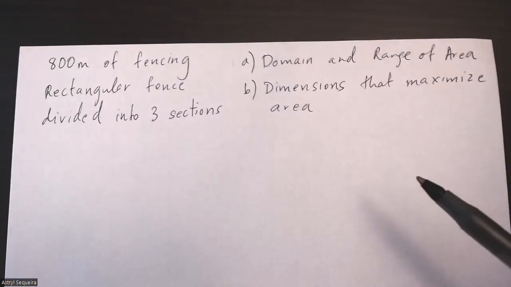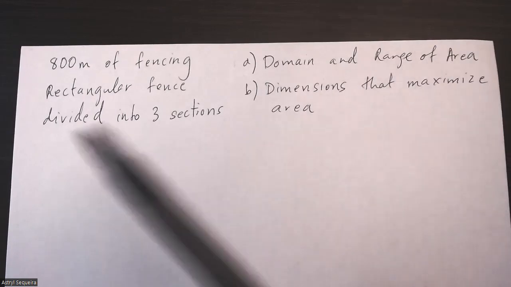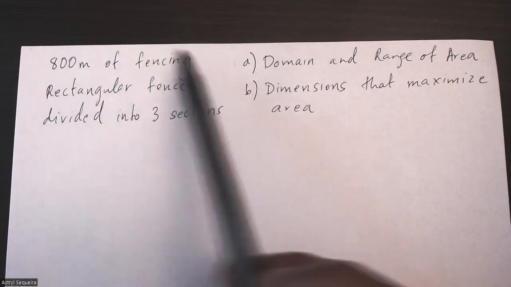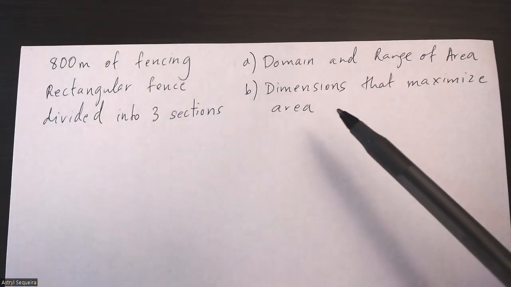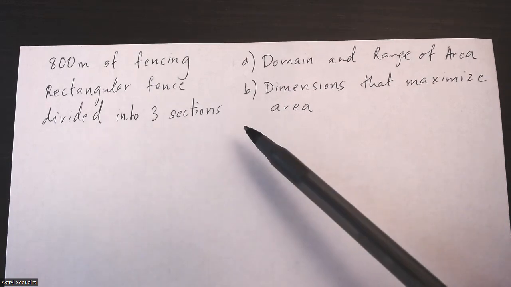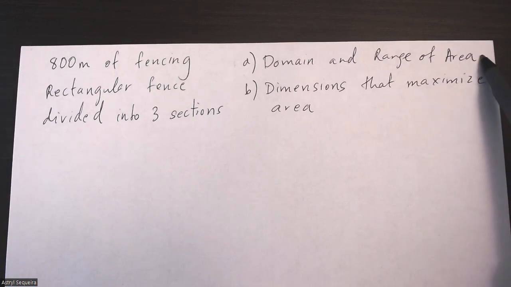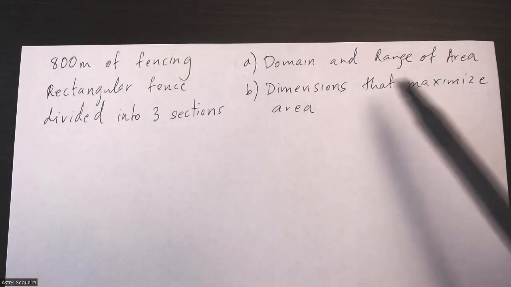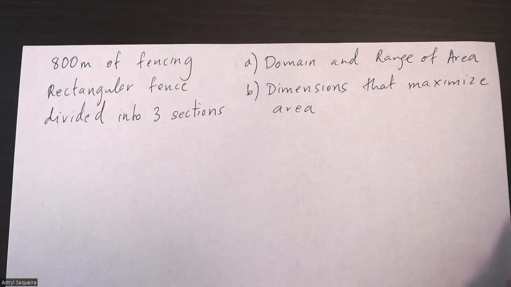All right, so in this video, we are doing a word problem on domain and range. We are basically given 800 meters of fencing, and we need to create a rectangular fence that's divided into 3 sections. Then we need to find the domain and range of the area function and the dimensions that maximize the area.